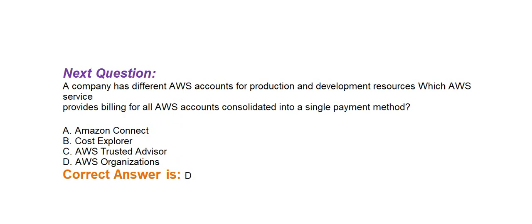Next question is, a company has different AWS accounts for production and development resources. Which AWS service provides billing for all AWS accounts consolidated into a single payment method? Option A, Amazon Connect. Option B, Cost Explorer. Option C, AWS Trusted Advisor. Option D, AWS Organizations. Correct answer is option D, AWS Organizations.